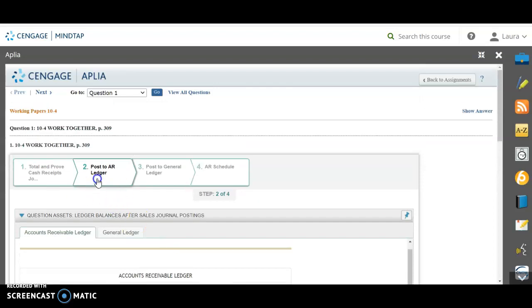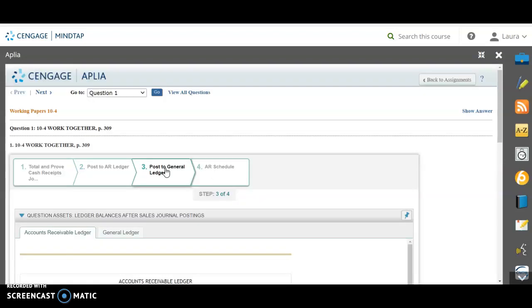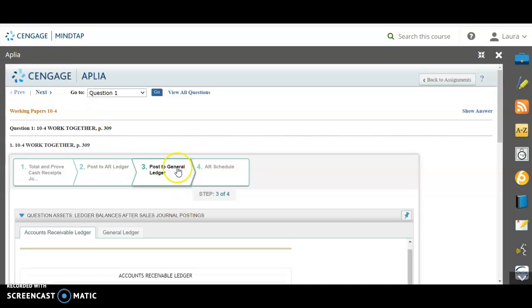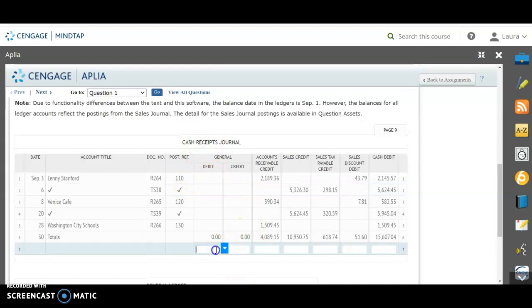And that is the steps for part 2. Now we're going to move on to part 3. Part 3 is posting to the general ledger. So this is just essentially posting the totals of the accounts receivable journal. So these have zeros, so we're going to put the check marks here like we have in the past. And now we're going to post each of these column totals.